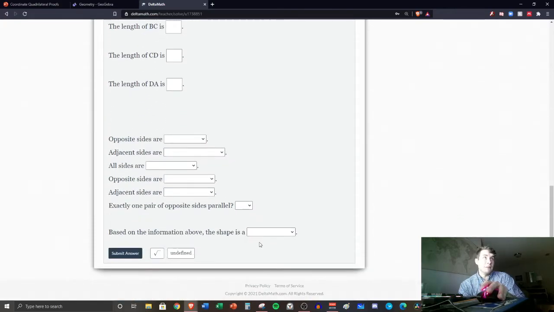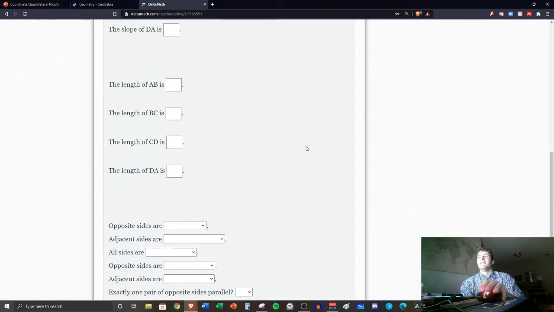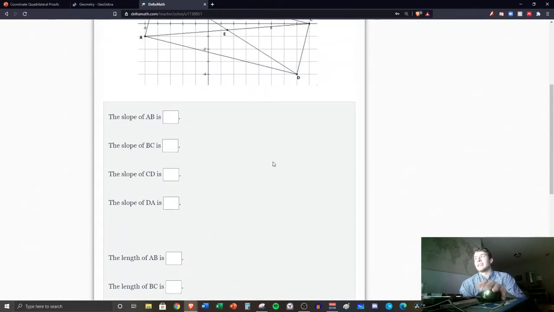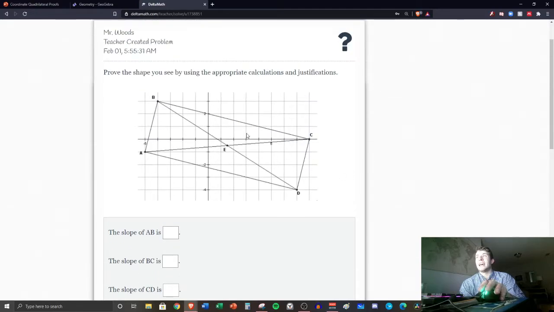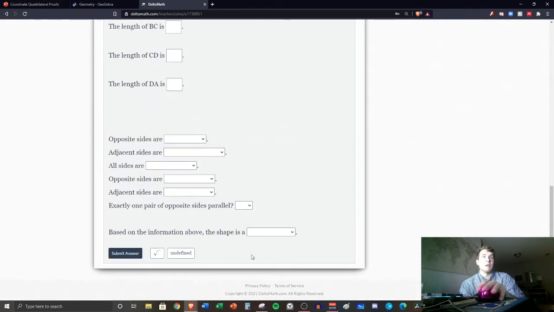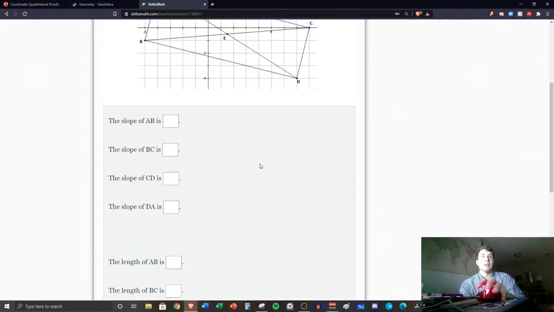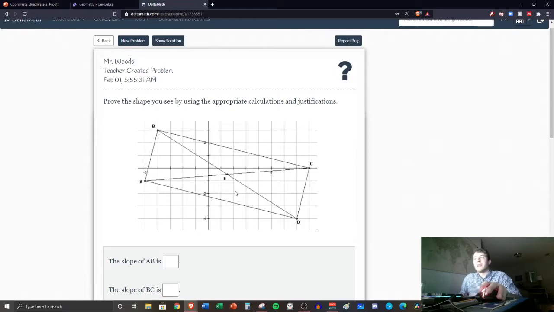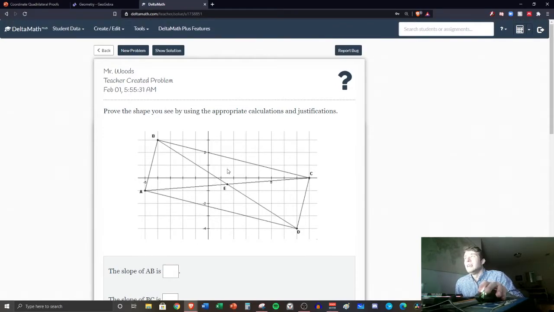There's 15 parts to it. All right, there's 15 parts. And one of the things about Delta Math that's kind of frustrating with this is that it won't tell you what you've missed. It'll just say the whole problem's wrong. And it won't say, hey, you missed the slope or you missed a length or one of these little pop-down menus here. It won't say that, okay? All right. So, that's going to probably be a little bit frustrating.